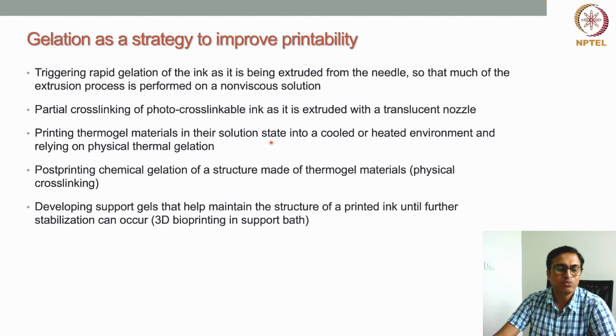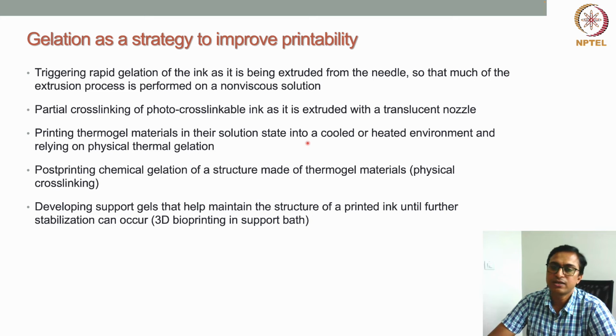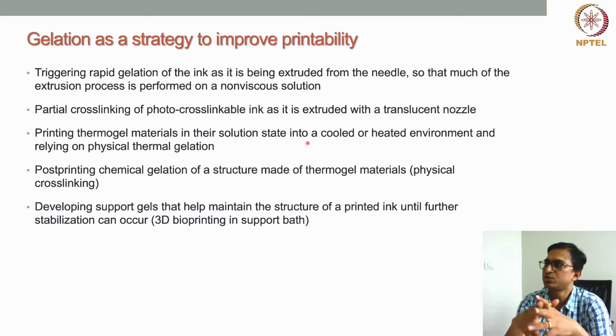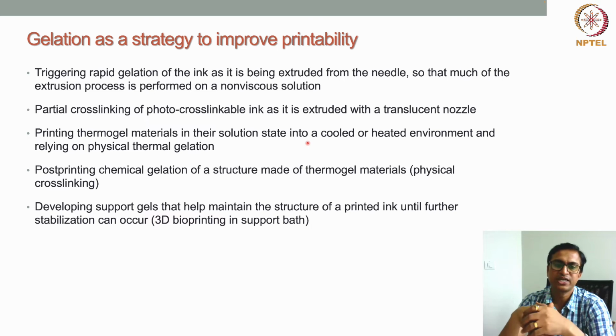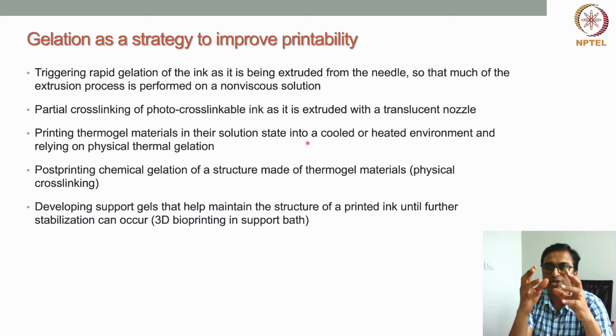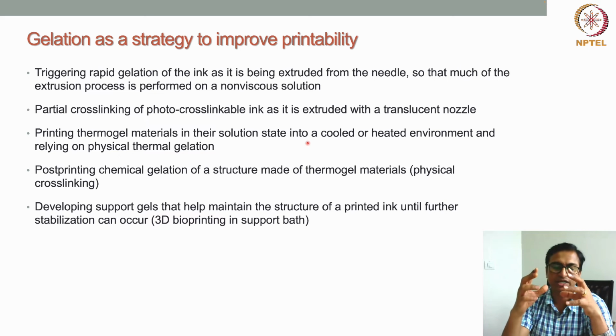Another way is, if our material has a thermogelling property, that means the material can behave in two different states. Below a critical temperature the material is in a solid or gel state, and above a critical temperature the material is in a liquid state. Then when we are printing, we can either cool or heat the nozzle.